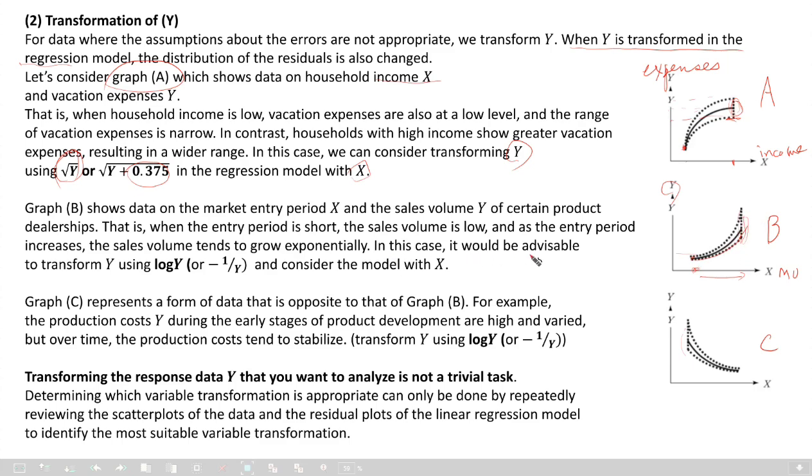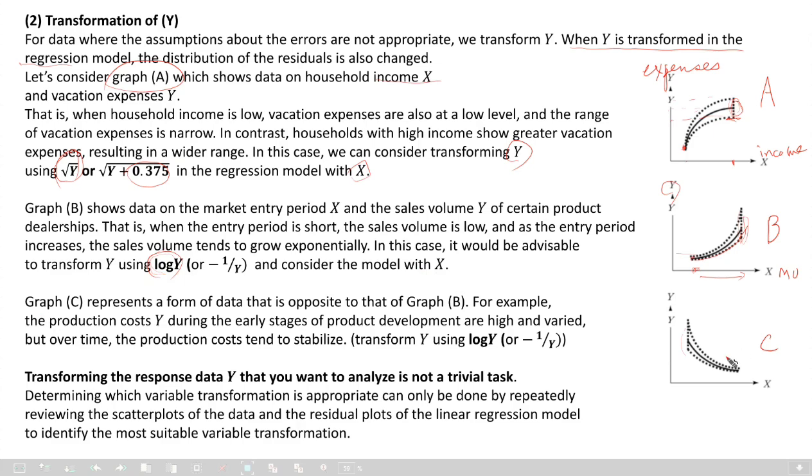In this case, it would be advisable to transform y using log y. Instead of y, you use log y or minus 1 over y. This one is better. And consider the model with x, the relation between x and y, like log y versus x.